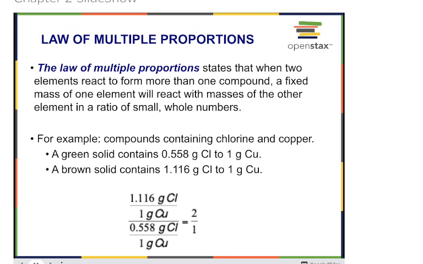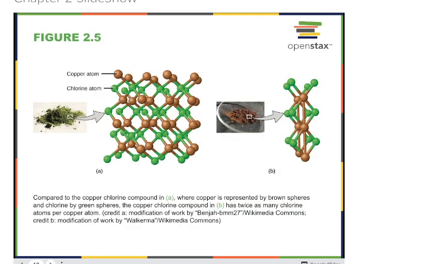Therefore, when you make a proportion of the green solid to the brown solid, you would get 1.116 grams of chloride over 1 gram of copper over 0.558 grams of chloride to 1 gram of copper. Compared to the copper chloride compound in A, where copper is represented by the brown spheres and chloride is represented by the green spheres, the copper chloride compound in B has twice as many chloride atoms per copper atom.